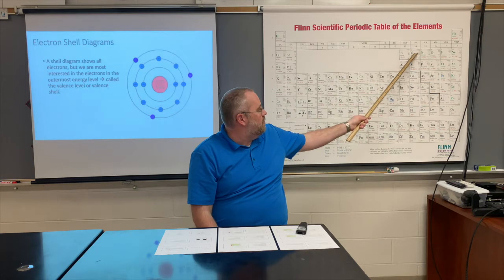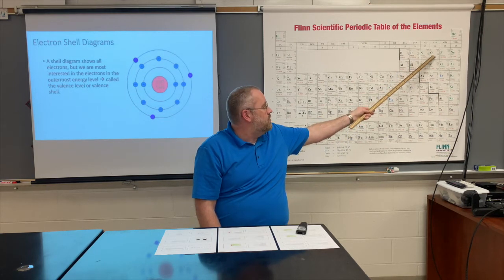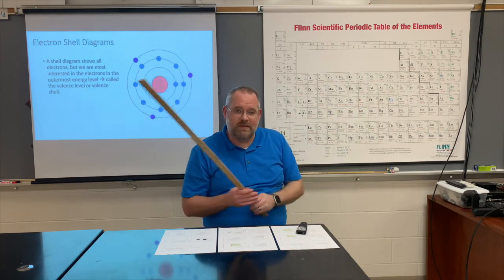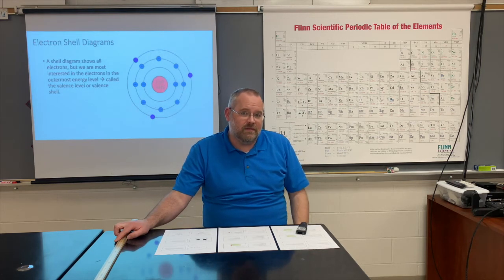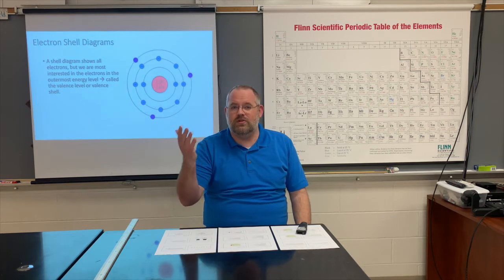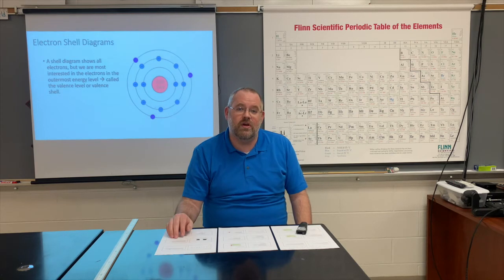Okay, carbon group will have 4, nitrogen group have 5, oxygen group 6, and the halogens will have 7 valence electrons, with the noble gases having 8. That's why noble gases are stable. They don't have to lose or gain electrons, and they're not going to react with other elements.